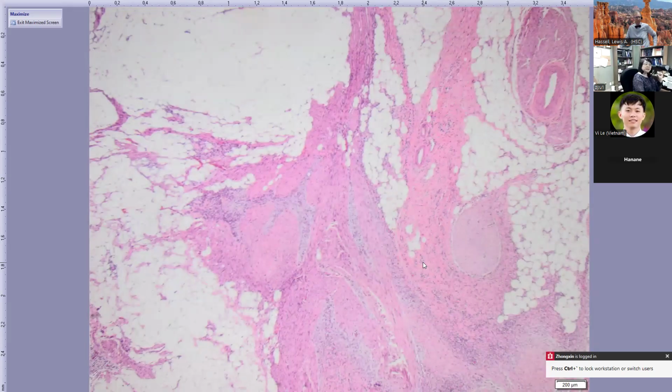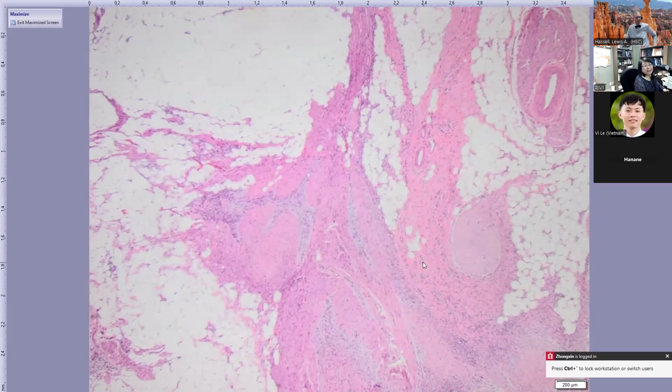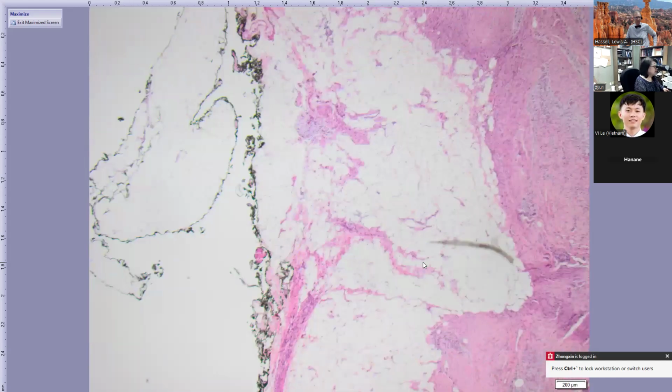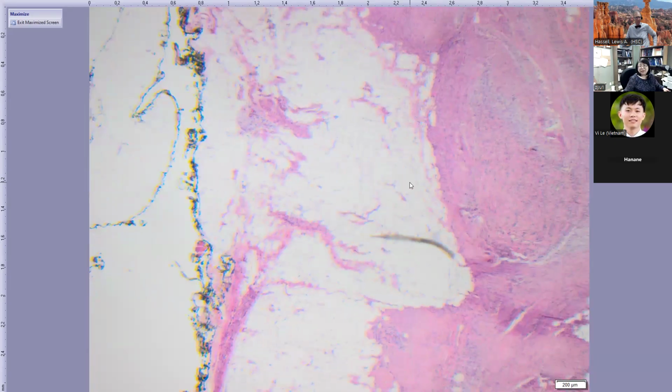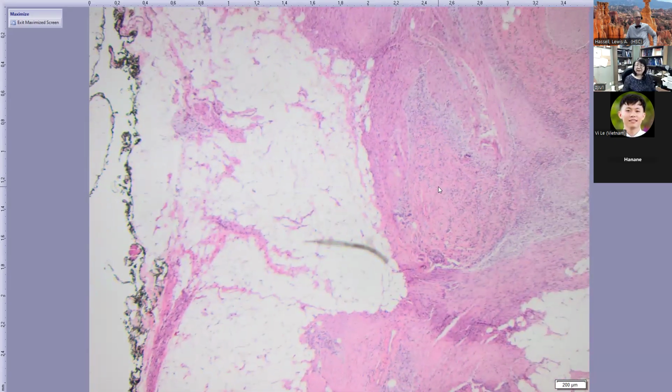So that's my lowest power view, 4x. Usually I like to evaluate a case starting with low power. Here's a low power. Look at it overall. Of course, the black is our ink. That's like a fibrous tissue. Move around, you can see some pink, like a fibrous tissue. In the fibrous tissue, there are some more bluish small cells. So fat, pink fibrous tissue, and some small blue cells.